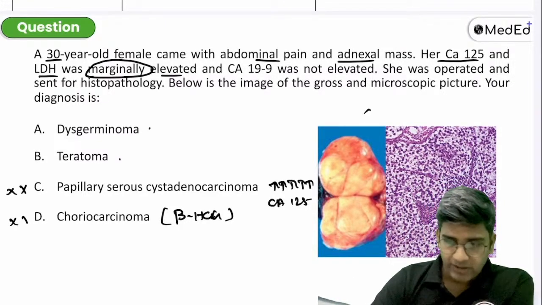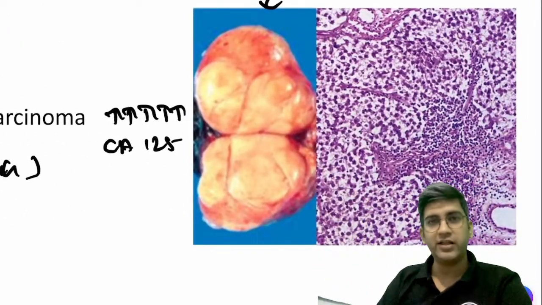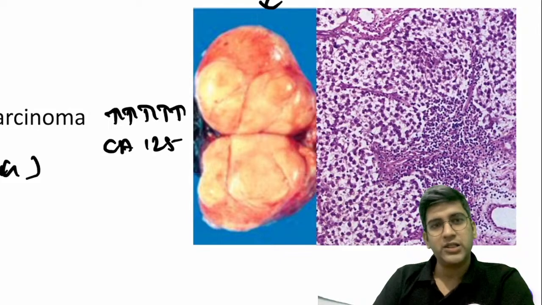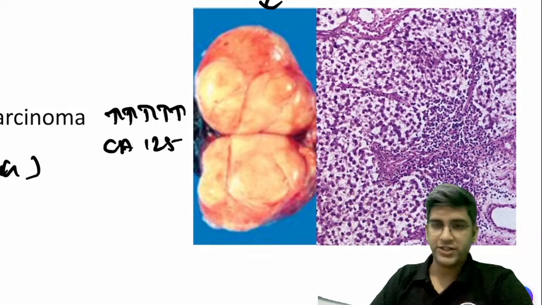Now let's look at the image. Let's look at the gross image. Microscopy is a bit difficult to identify here, so let's look at the gross. Is the lesion solid or cystic? What's your take? Solid lesion. There's no cyst. We are all agreeing on that fact. It's a solid lesion, right?